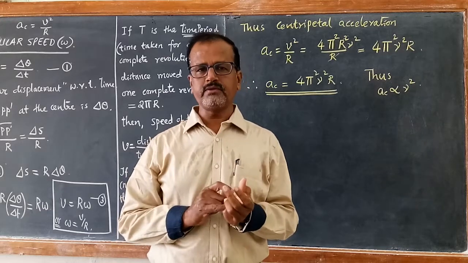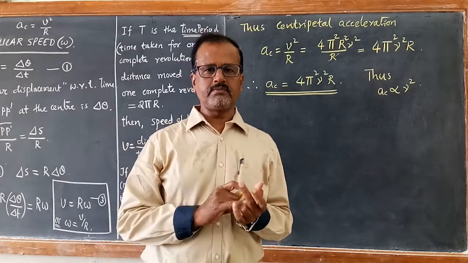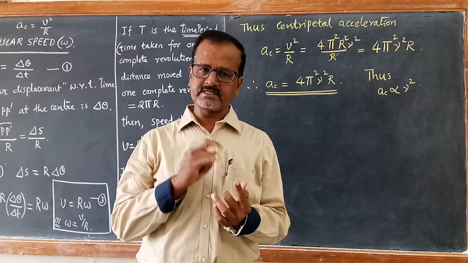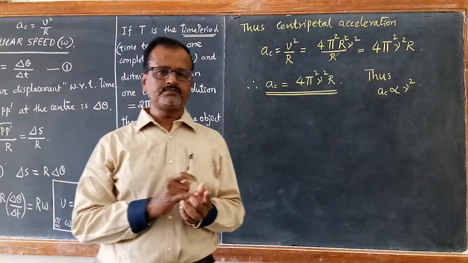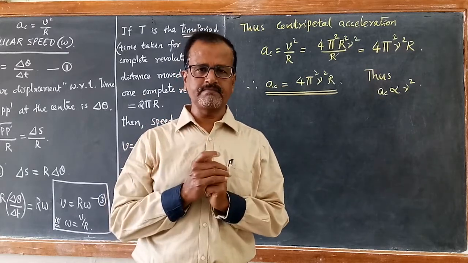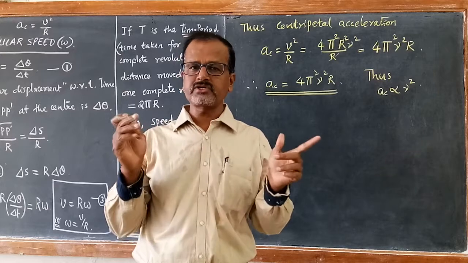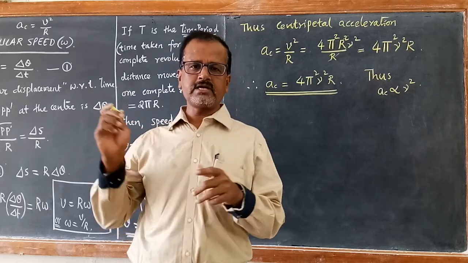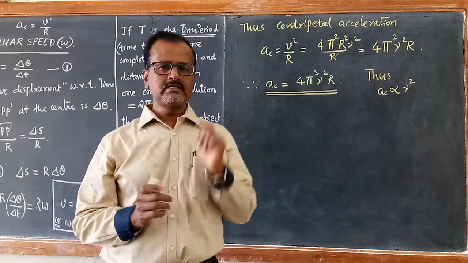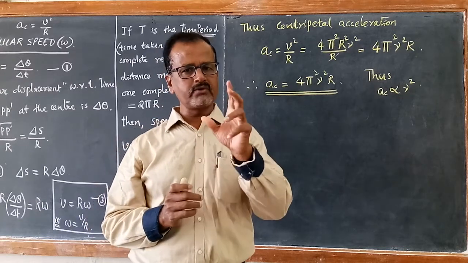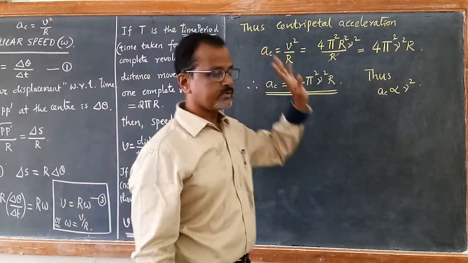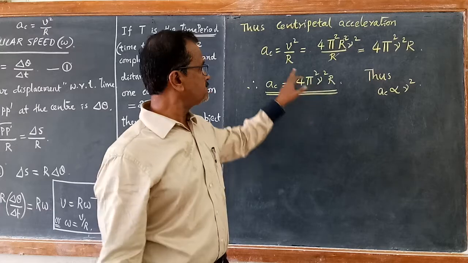So in the uniform circular motion, first we defined what is uniform circular motion. Then we concluded that uniform circular motion is an example of accelerated motion. After that, we found out the magnitude of centripetal acceleration, and then the direction of that acceleration. Since the direction is always radially inwards towards the center, we defined it as centripetal acceleration. Then we found the equation for centripetal acceleration, that is a_c equal to v square by r, where v is the linear speed and r is the radius.